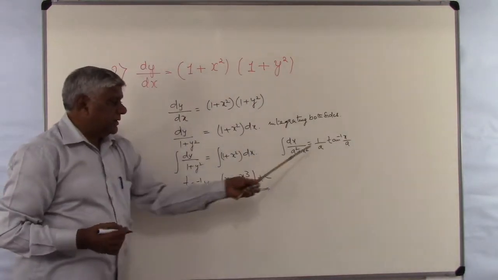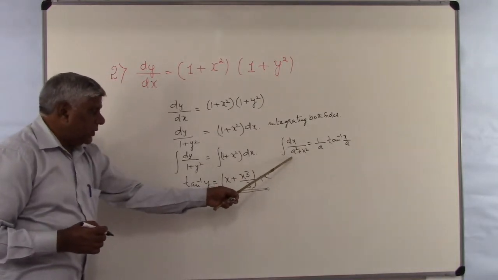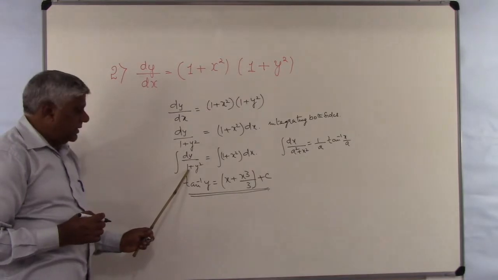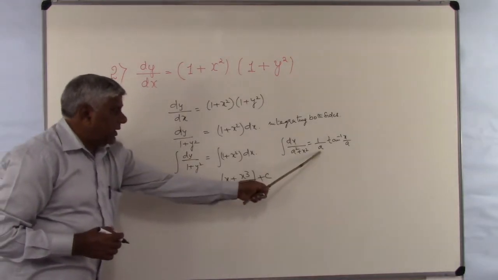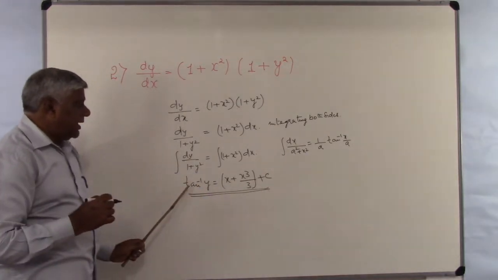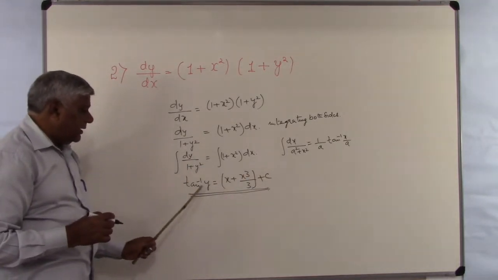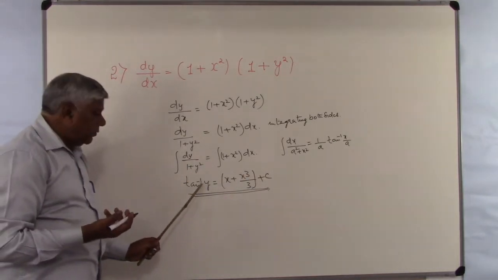You can see here, dx. Instead of a we have 1 square. So 1 over 1 is 1 only. So tan inverse x by a, tan inverse y by 1. Tan inverse y by 1 is y only.